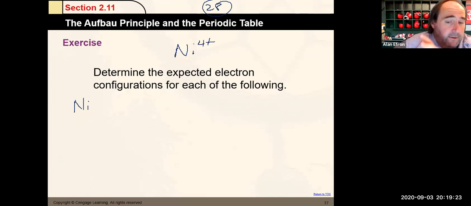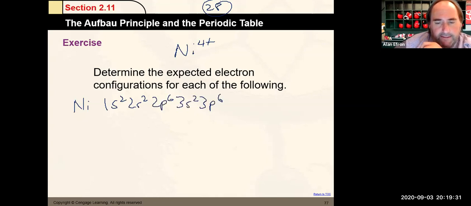Okay, so nickel with no charge is 28. So just to show you the one with no charge, 1s2, 2s2, 2p6, 3s2, 3p6, 4s2, and 3d8, if I'm not mistaken. So that's 10, that's 20, 28. Now, nickel with a +4 charge means it lost 4 electrons, which means it should end up with 24 electrons.